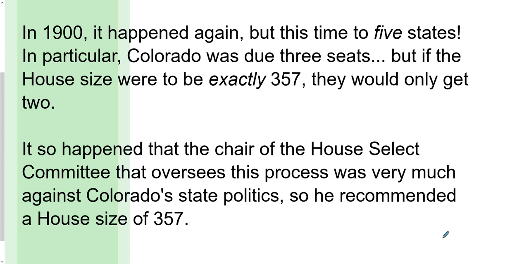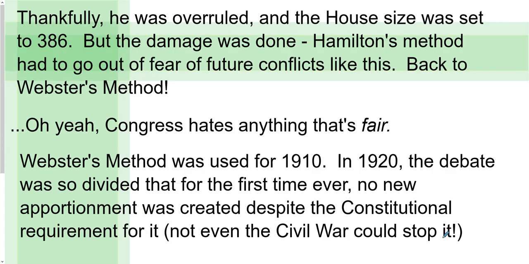Thankfully, though, he was overruled. Congress was like, no, you can't do that. So the house size was instead set to 386. Damage was done, and they realized that Hamilton's method had to go because this was just going to keep happening.